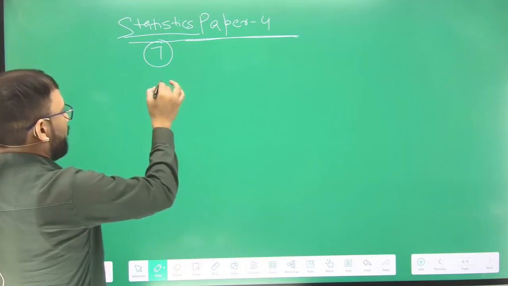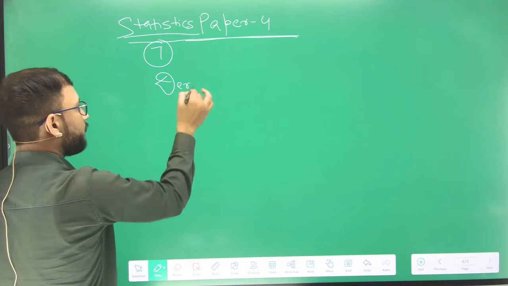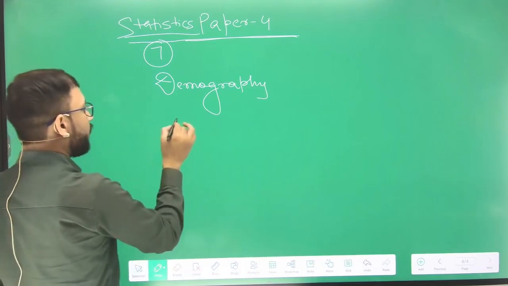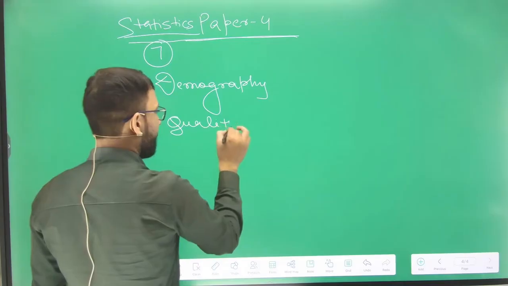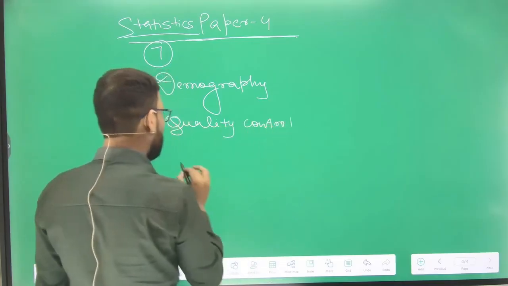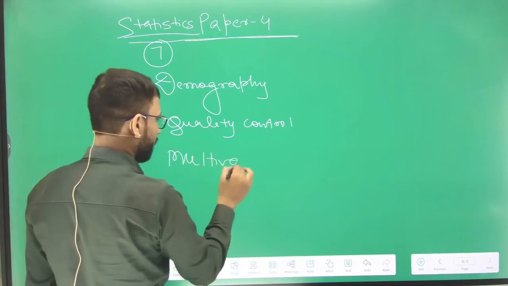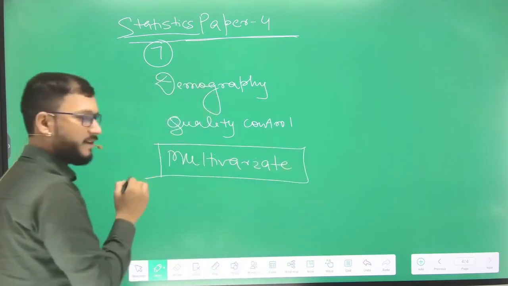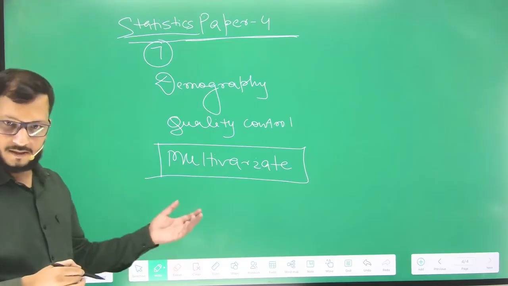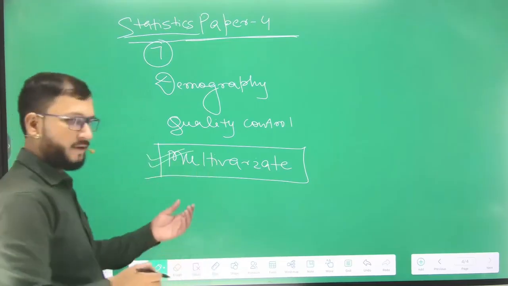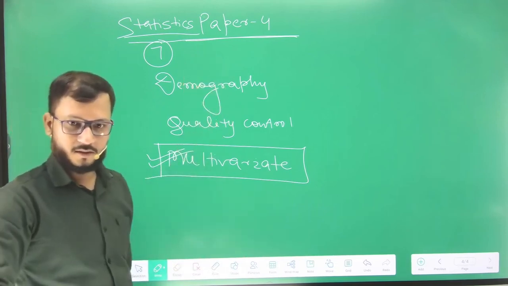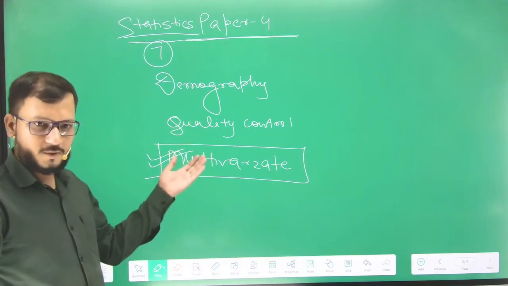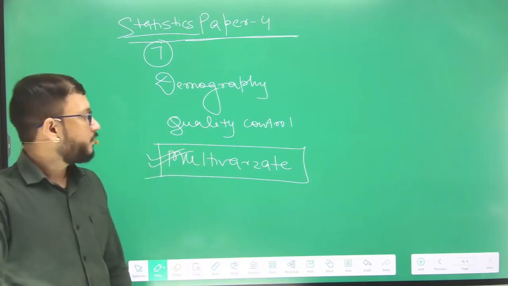So in paper 4, I will teach you demography, which is also called vital statistics. Second will be quality control or SQC. And third will be multivariate. And for those who are taking the RBI DSIM, multivariate is mandatory, because this is one section in the RBI DSIM as well, so it will be the same for both. I will not ask you to study all 3 topics, because whatever energy and effort you put into the 3, just put into 2. Got the point?